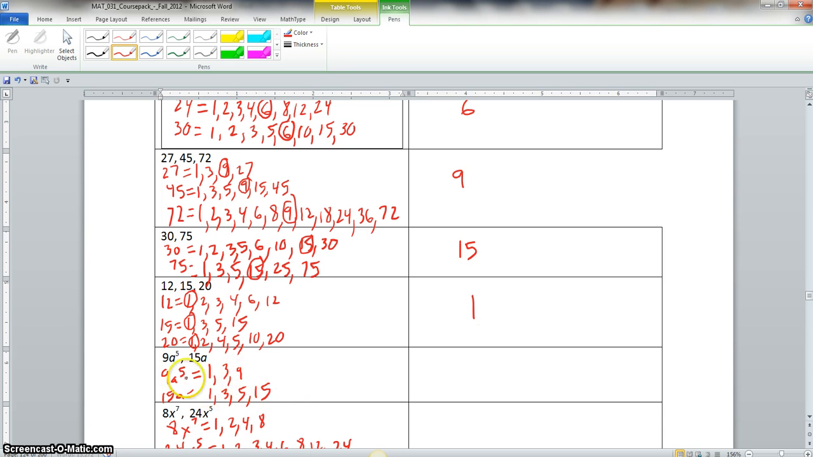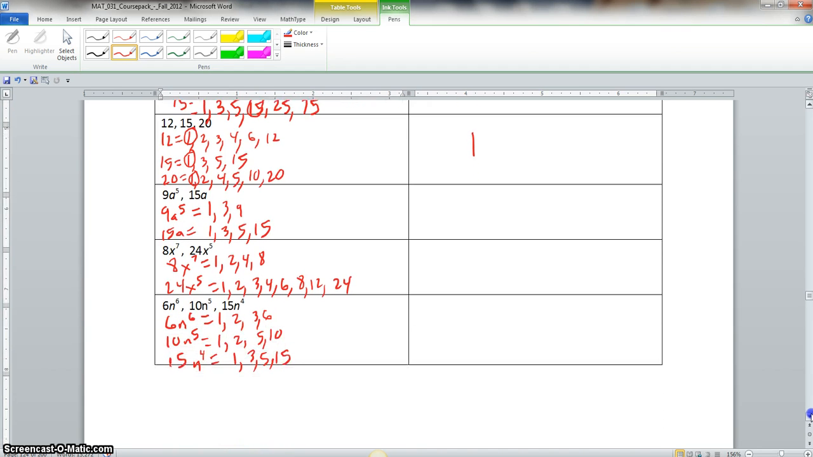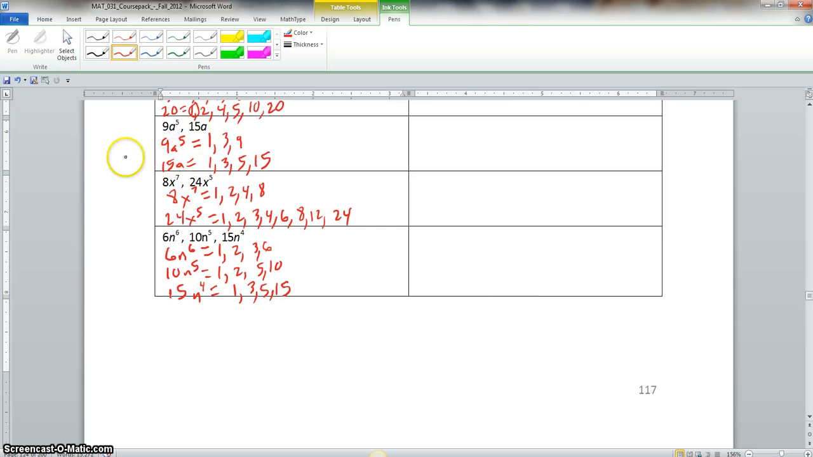Okay, now, the next thing, we have 9a to the 5th and 15a. Now, I want you to pay close attention to this. First of all, we're not going to deal with the variables initially. We're just going to deal with the numbers. The greatest common factor of 9 and 15 is 3. Okay, so we have 3.